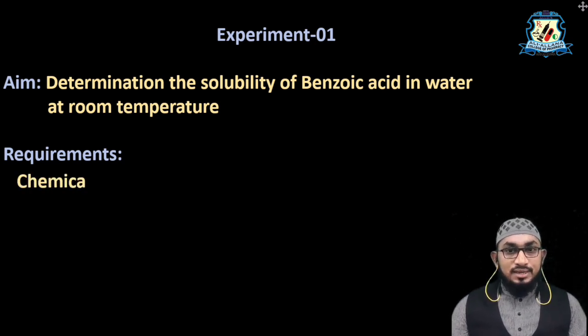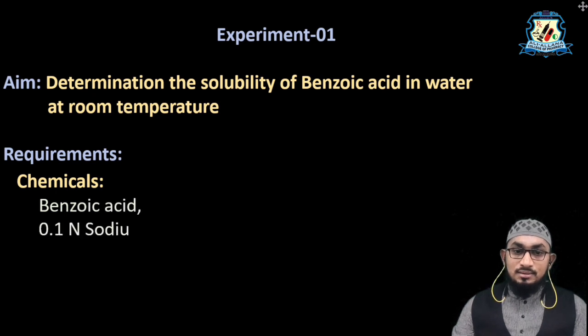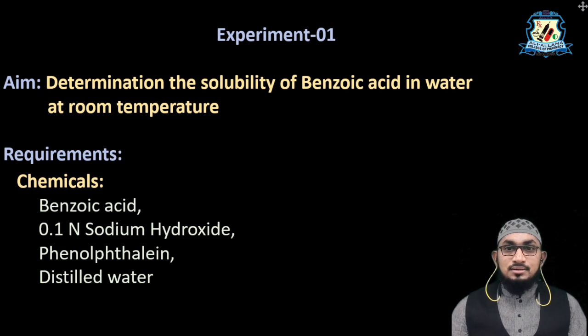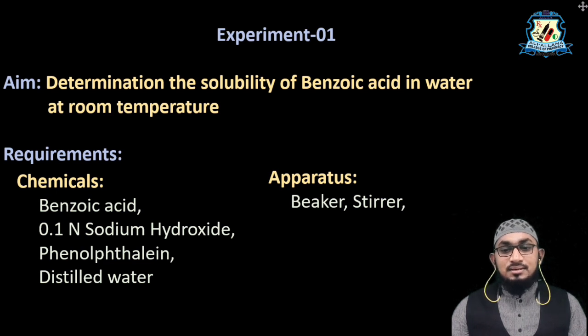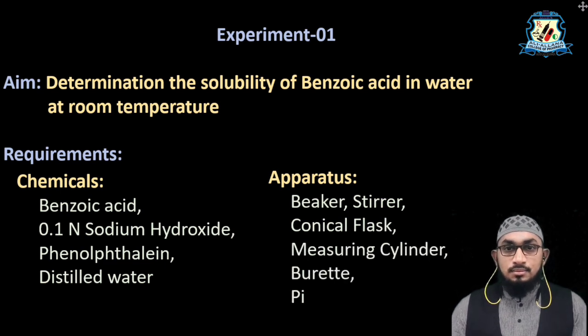Chemicals are benzoic acid, 0.1 normal sodium hydroxide, phenolphthalein and distilled water. Different apparatus which are required to do this experiment are beaker, stirrer, conical flask, measuring cylinder, burette, pipette, etc.